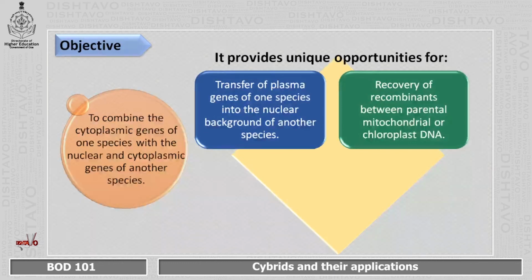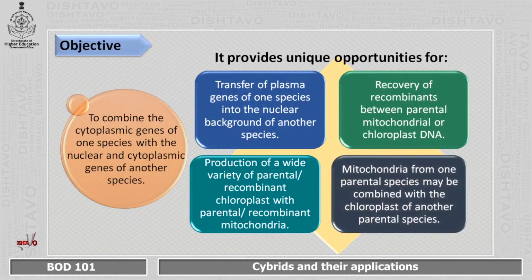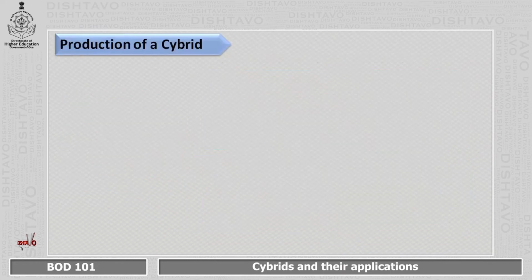It enables the recovery of recombinants between parental mitochondria or chloroplast DNA. It helps in the production of wide variety of parental or recombinant chloroplast with the parental or recombinant mitochondria. Mitochondria from one parental species may be combined with the chloroplast of another parental species.